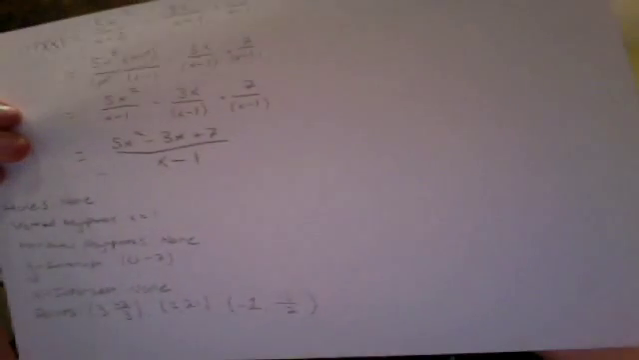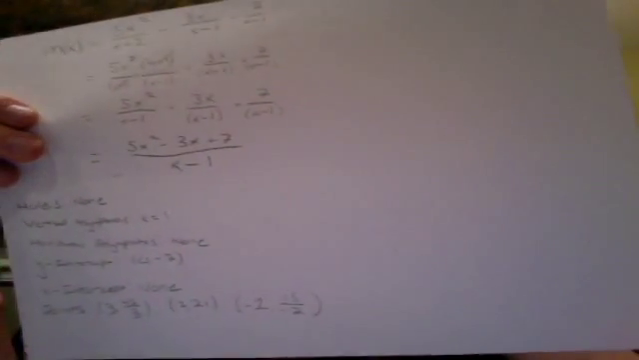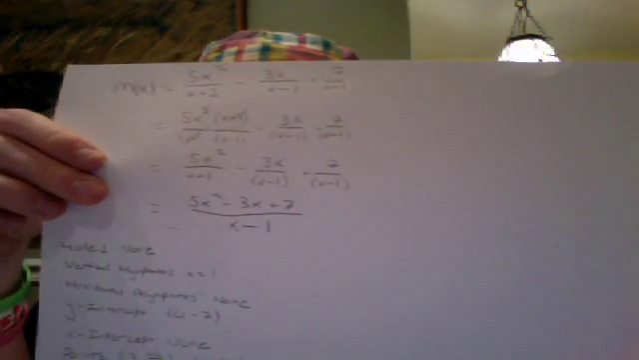There were no holes in the equation. There was a vertical asymptote at x equals 1. There were no horizontal asymptotes. The y-intercept was -7. There was no x-intercept.